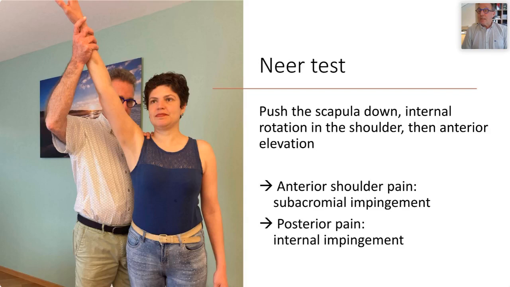Just a question came in: if the empty can test is positive, what will be the cluster of tests to diagnose the supraspinatus? You are too fast for me. I'm going to explain that in a few minutes. So, the Neer test. If you provoke anterior shoulder pain, you think of something impinged subacromially. Posterior pain, something impinged internally.